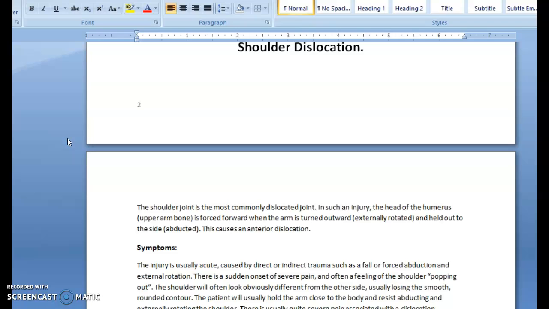Okay, so far I've spoken about the knee injury. Let's switch to the shoulder injury, and specifically talk about the shoulder dislocation. The shoulder joint is the most commonly dislocated joint. In such an injury, the head of the humerus, the upper arm bone, is forced forward when the arm is turned outward and held out to the side. This causes an anterior dislocation.